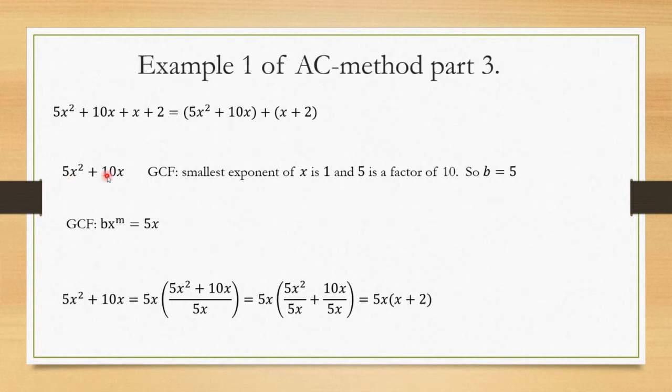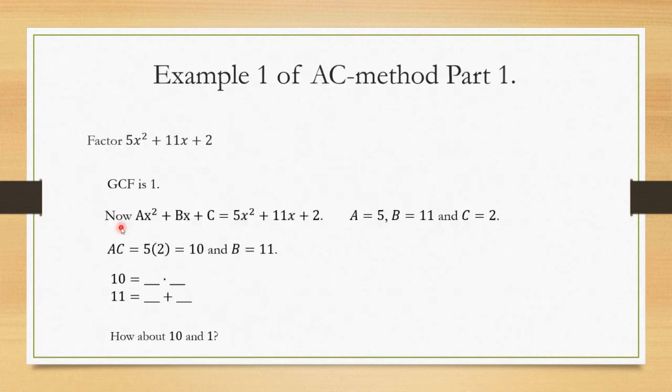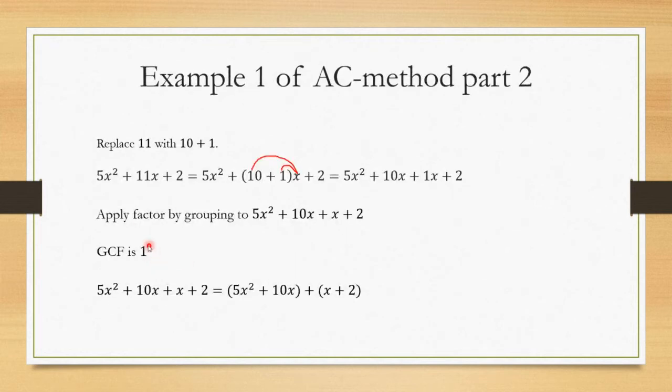5 is a factor of 10, right? Excuse me, I got ahead of myself. The smallest exponent of x is 1, right? This is x to the first. The exponent is 1. We don't write it. Okay, so we take m to be 1. This is what I was trying to say before on the previous slide with b times x to the m here.